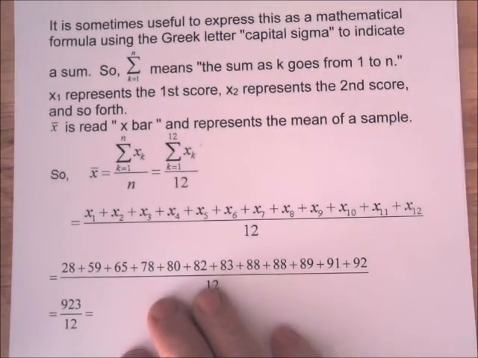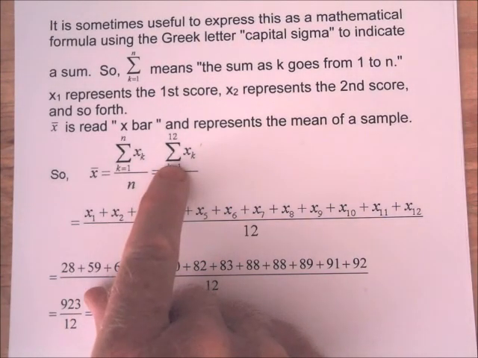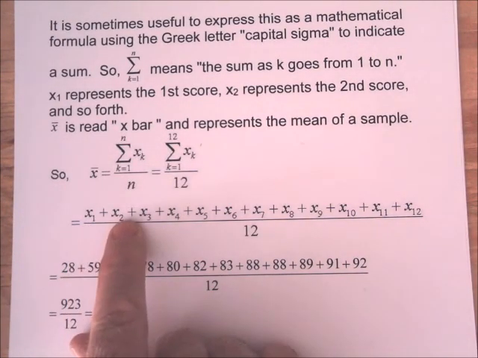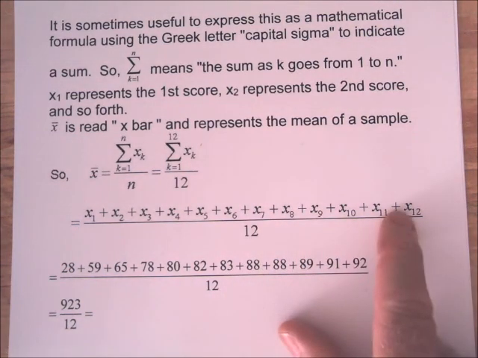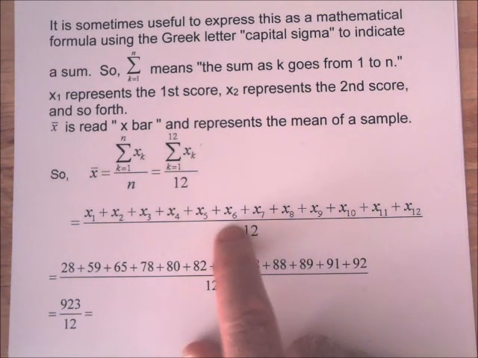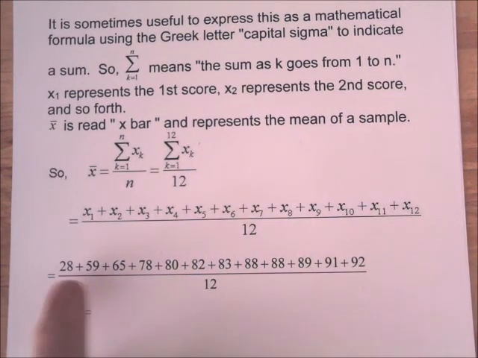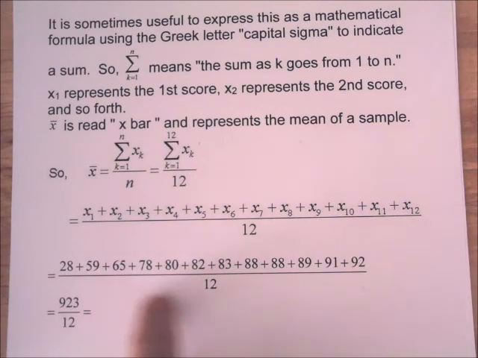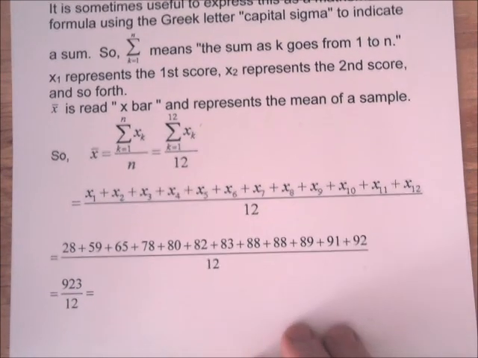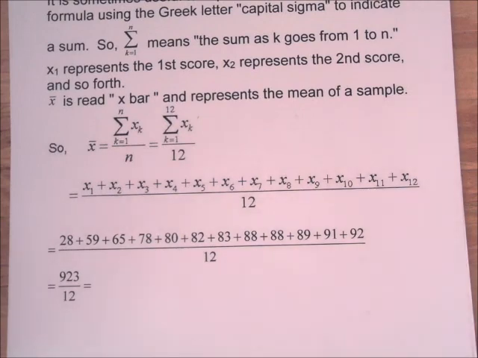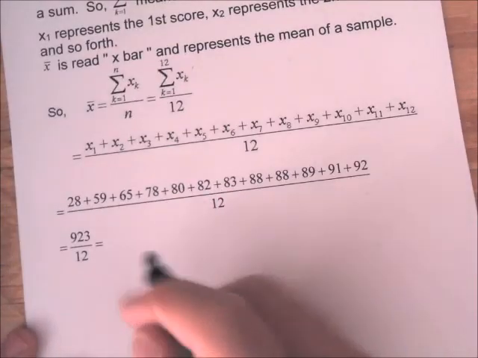And so, what does sum mean? It means the first exam plus the second exam plus the third exam and so forth up to the 12th exam. You want to add up all those scores, divide by 12. So it's 28 plus 59 plus 65, etc. That comes out to be 923. And then divide by 12.